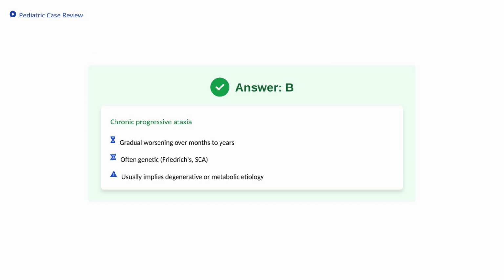Chronic progressive ataxia describes conditions that develop gradually over months to years and often have a genetic basis. Examples include Friedreich's ataxia and the spinocerebellar ataxia group of disorders. This classification typically implies a degenerative or metabolic etiology. By contrast, acute ataxia develops rapidly over hours to days. Intermittent ataxia comes and goes with periods of normal function. And sensory ataxia refers specifically to coordination problems due to proprioceptive loss rather than cerebellar dysfunction.